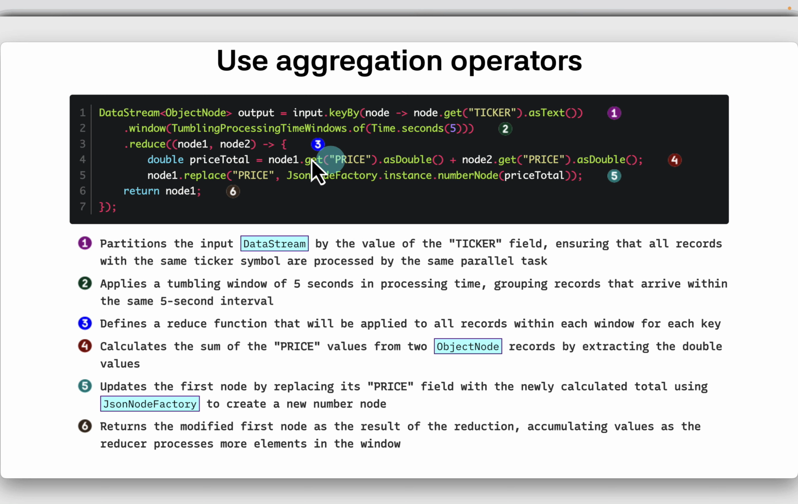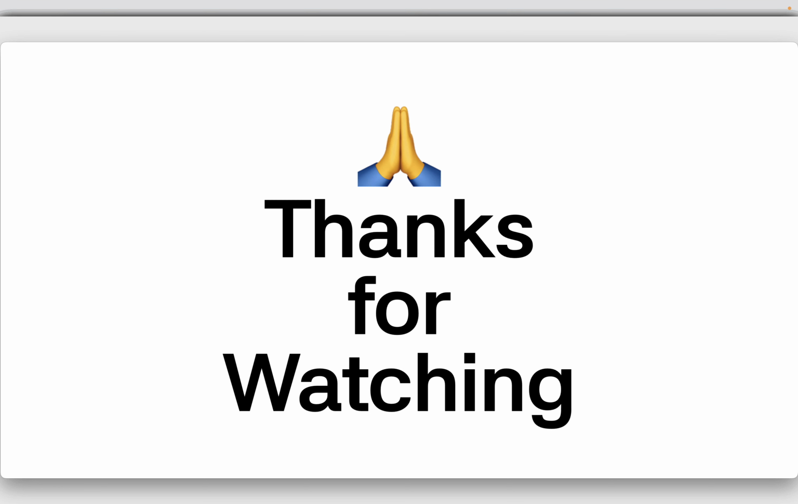And finally, once it has done the reduce, the whole thing reduced, then at step 6 it will return the modified first node as the result of the reduction, accumulating values as the reducer processes more elements in the window. Similar to MapReduce, where you have a map function and a reduce function, it will just add all the values and return the sum based on the ticker symbol, grouped by the ticker symbol. And that's all. Thanks for watching.